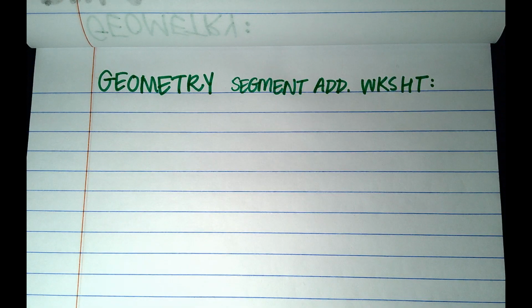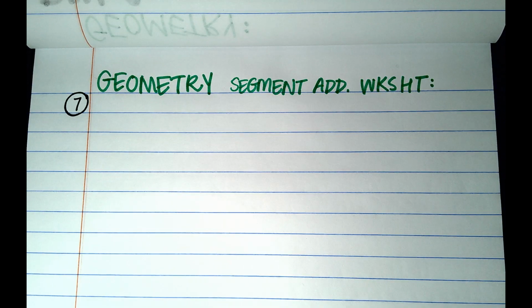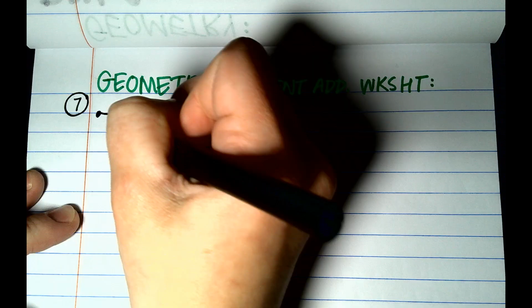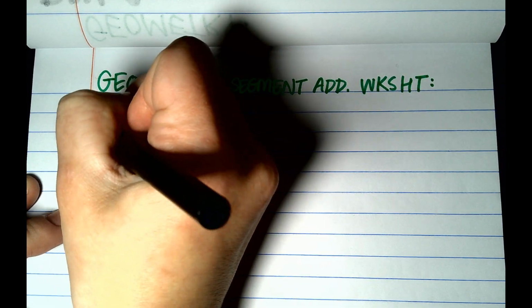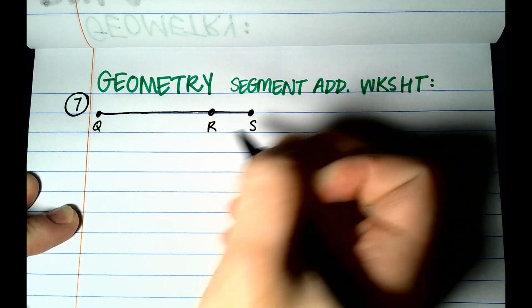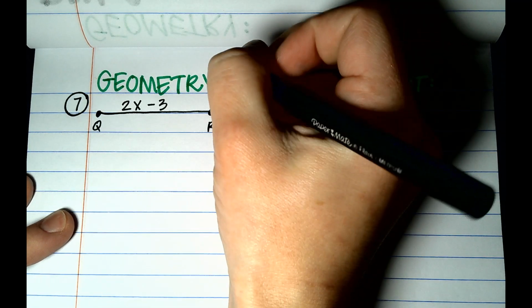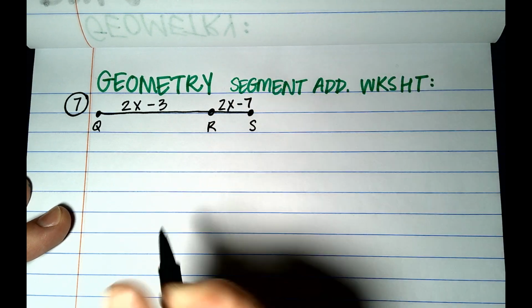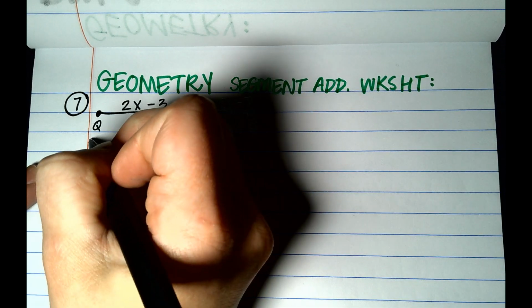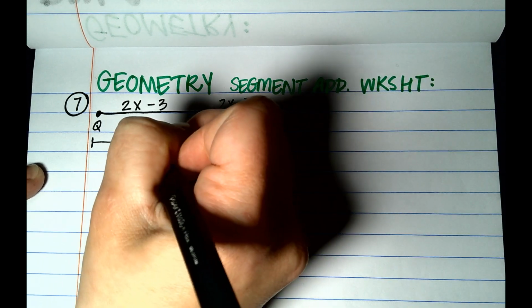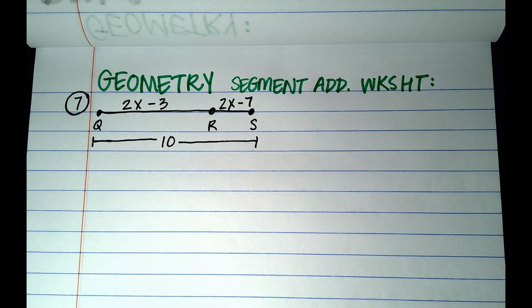So we are going to start with number 7. For number 7, we have a line that is Q, R, S. And from Q to R, we have 2x minus 3. From R to S, we have 2x minus 7. And from Q to S, the whole length, we have 10. So, let's see.